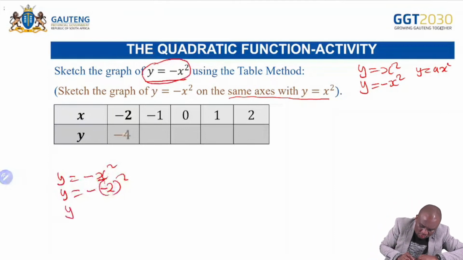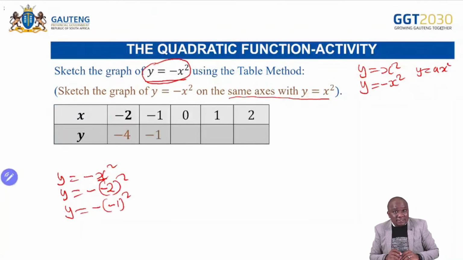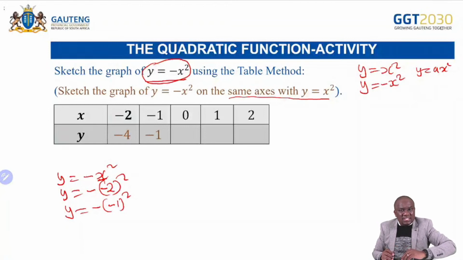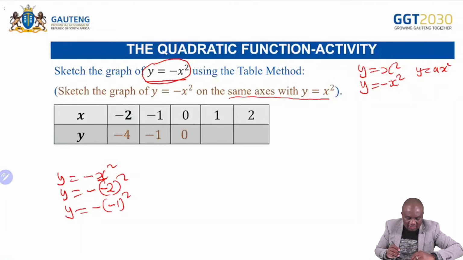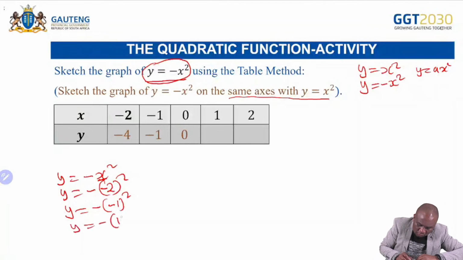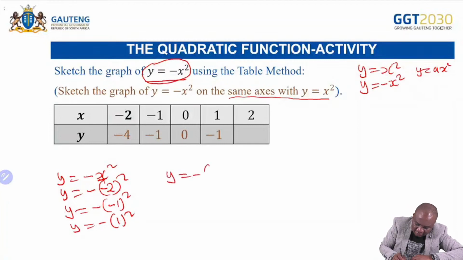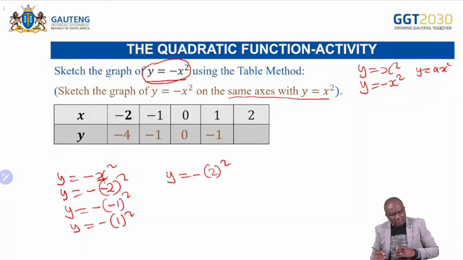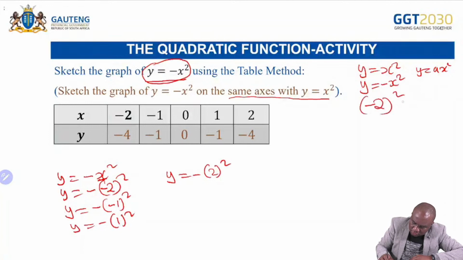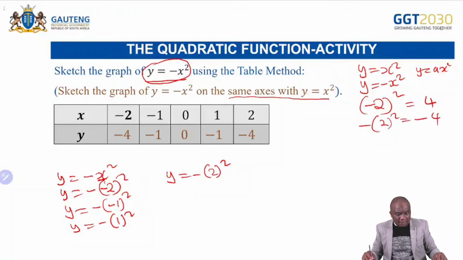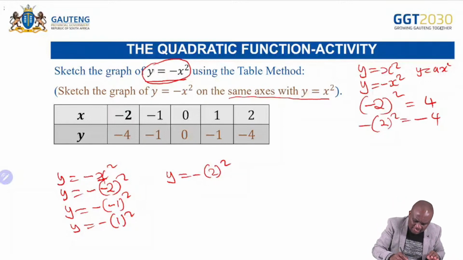For -1, y is equal to -(-1) squared. Okay? And then what do we get? We get -1. For 0, we'll get 0. And then for 1, again, y is equal to -(1) squared, which is -1. For 2, y is equal to -(2) squared, which is what? -4. See that? You see the difference between (-2) squared and -2 squared like this? There's a difference. This one is 4, this one is -4. Please be careful when dealing with that. Okay? Alright. Don't worry, don't write anything, just the equation is fine.